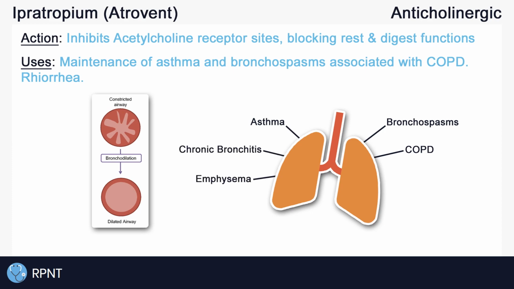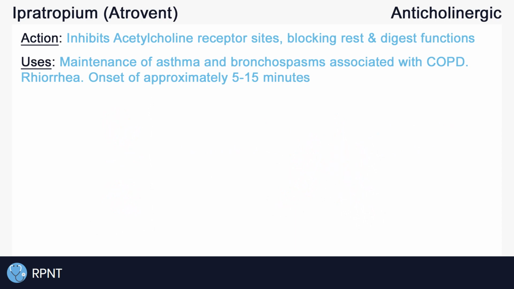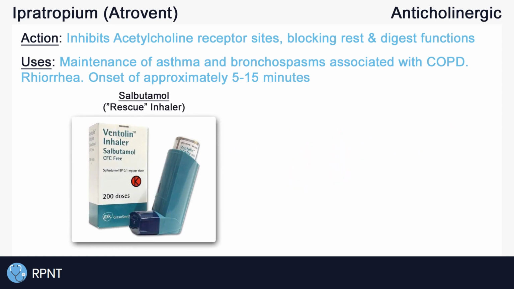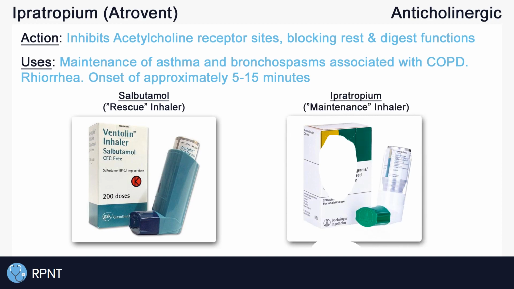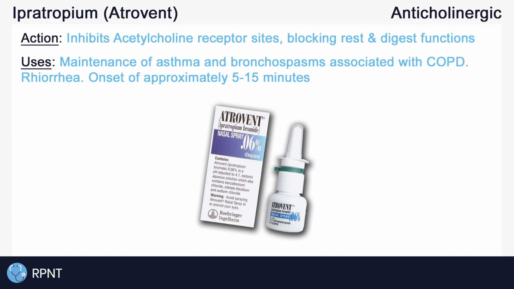Ipratropium has an onset of approximately 5 to 15 minutes, while salbutamol or Ventolin typically has an onset of less than 5 minutes. This is why salbutamol is considered the rescue inhaler for asthma attacks, while ipratropium is considered a maintenance or controller inhaler. Ipratropium is also available as an intranasal spray and can be used for the relief of rhinorrhea, which can be defined as an excess of watery nasal discharge. Ipratropium acts by reducing the amount of mucus produced in the nose.